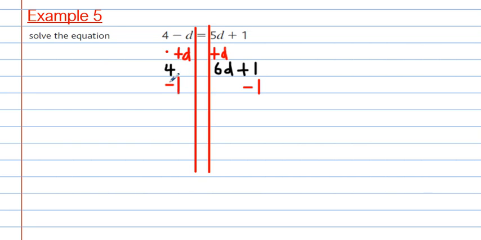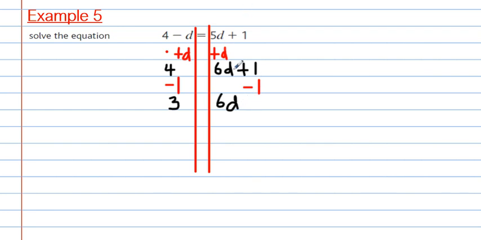I tidy up. 4 minus 1 is 3. I have my 6D already there. I bring it down. The plus 1 and minus 1 is gone. So I've tidied up now.